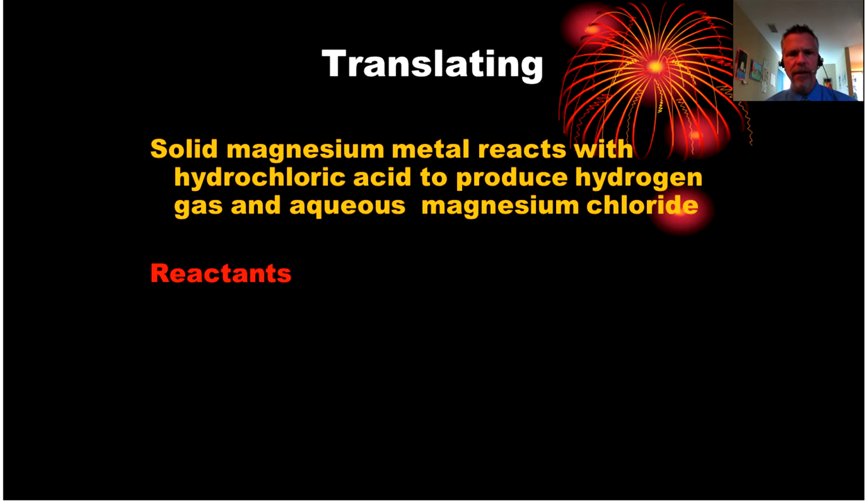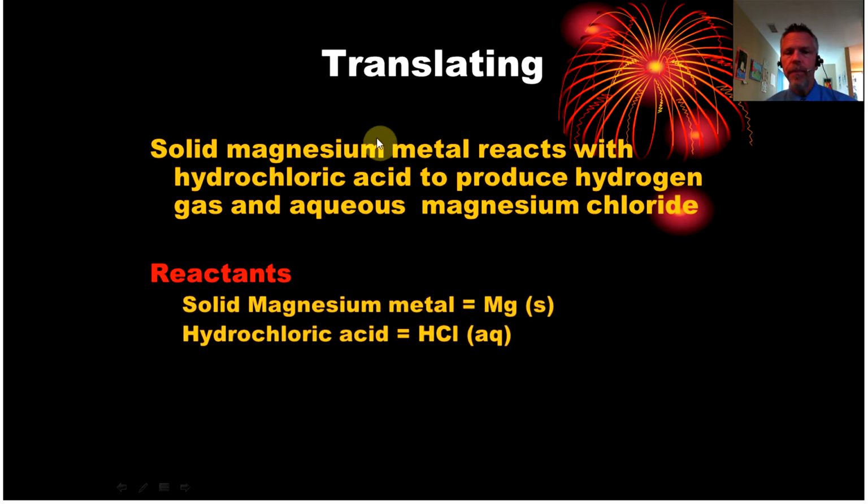Okay, let's think about reactants first. Well, the sentence tells us that solid magnesium reacts. That's a clue that solid magnesium is at least one of the reactants. It reacts with hydrochloric acid. So solid magnesium is one of the reactants. Hydrochloric acid is another of the reactants because of this verb here. And we've shown the chemical formulas here. We'll start with hydrochloric acid because we're a little more familiar with that one. Hydrochloric acid is HCl. We know that because we just spent time learning how to name acids. Hydrochloric acid, the formula is HCl.